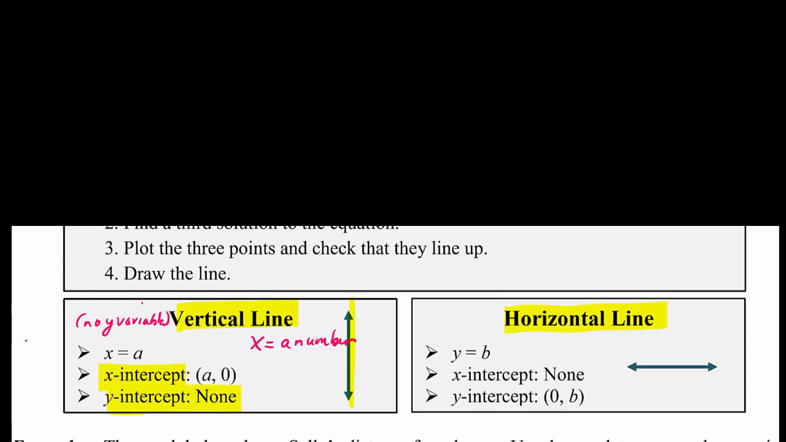The horizontal line now, these equations look like y equals a number. Y equals a number, no x variable this time in the equation. So those lines are going to go straight across, left to right. And those lines are going to be parallel to the x-axis. So they will not intercept the x-axis. So there will not be an x-intercept. And then we'll talk about the y-intercept. Let's go look at a couple of examples of these special lines.